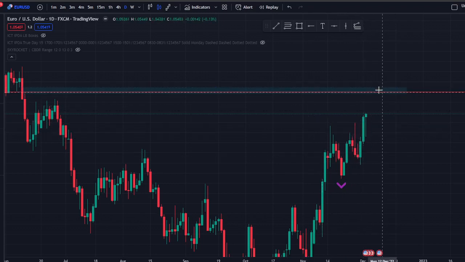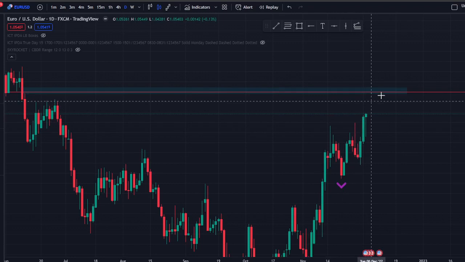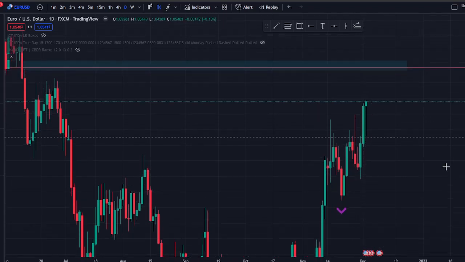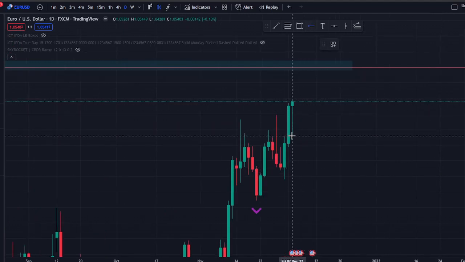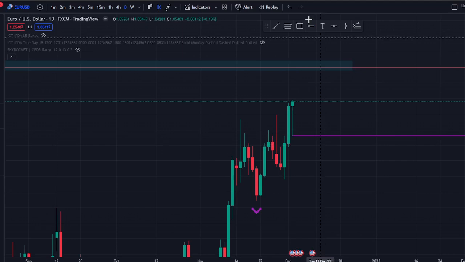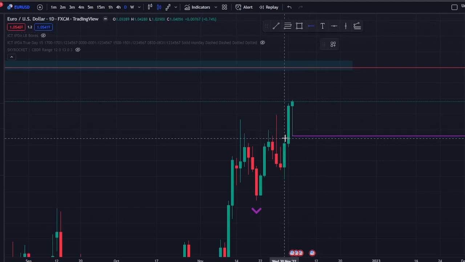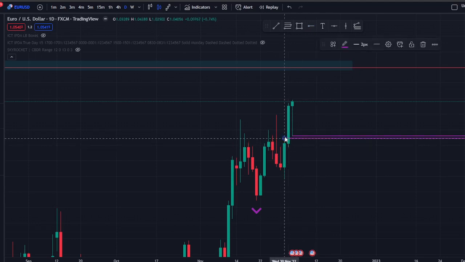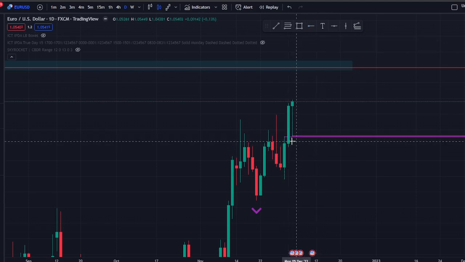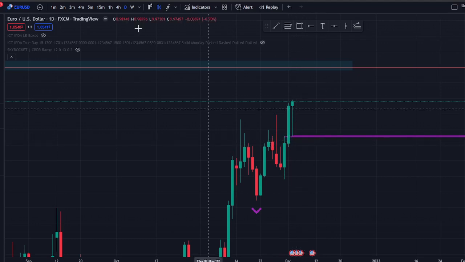Now this is our draw on liquidity, guys. So higher prices on the Euro Dollar, and actually worth pointing out that right here is if price were to actually trade into the volume imbalance. That was the framework I was going for. But as you can see, this is very small.